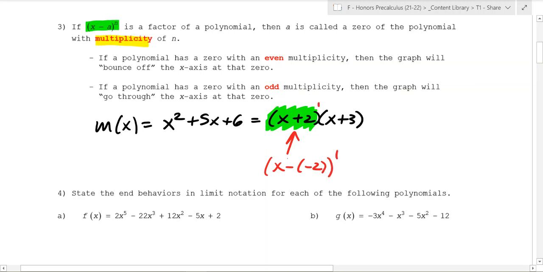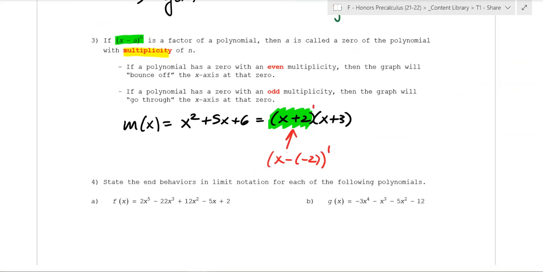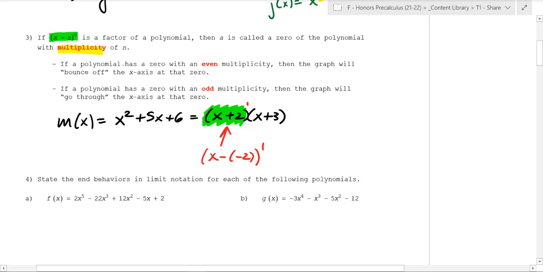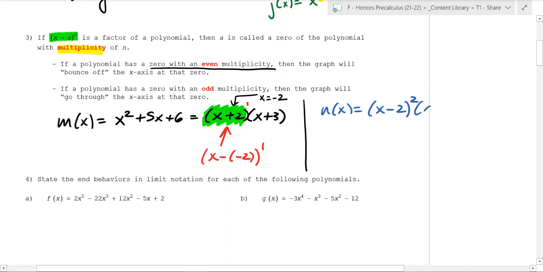So if a polynomial has a 0 with an even multiplicity, for example, the 0 right here is negative 2 because it makes it 0. You could have, for example, n of x equals x minus 2 squared times x plus 3. You could multiply this out to see what all the terms equal, but if x minus a is a factor of a polynomial, then a is called a 0. In this case x equals 2 would make it a 0, and x equals negative 3 would make it a 0.